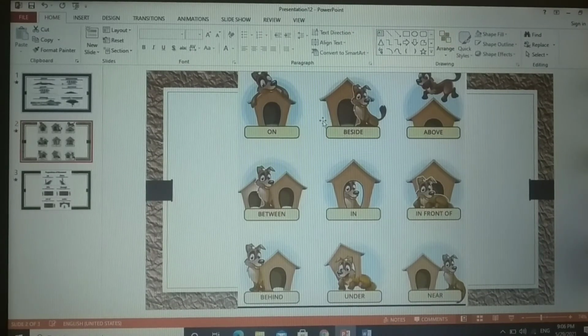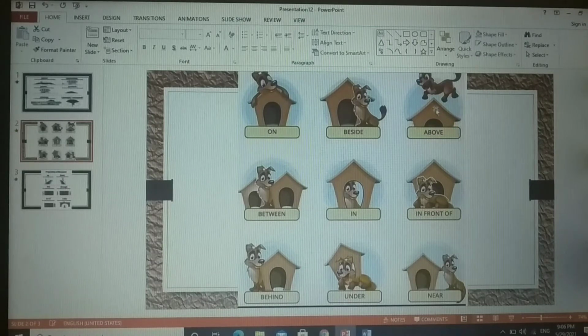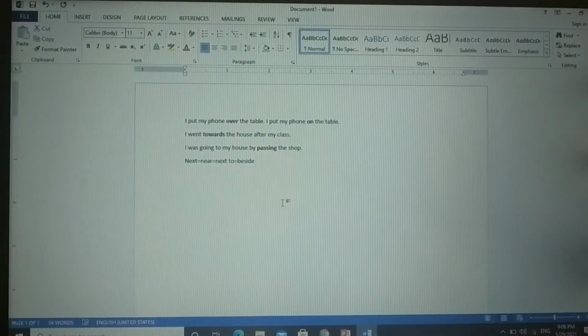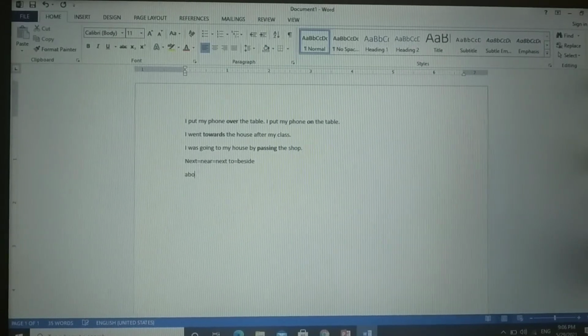I was standing beside our house, like next to, just next to. It can be this part, or another part, just beside, next to the house. Above. Above looks like on. Okay, guys, it looks like on. Above. For example, above and below, they are antonyms. Let me write here: above and below.